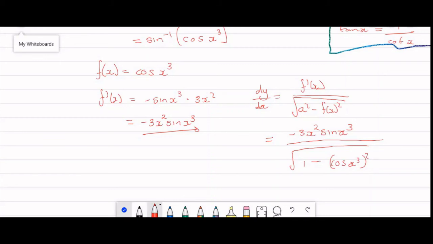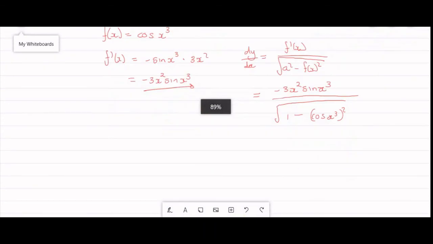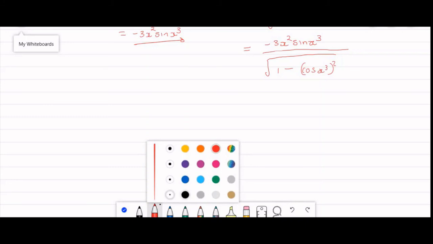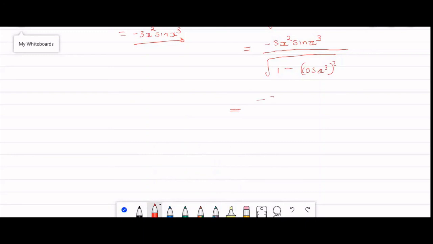So therefore now what we're going to do is simplify. To simplify the following, we'll say y is equal to negative 3x squared sine x cubed over the square root of 1 minus cos squared x cubed.